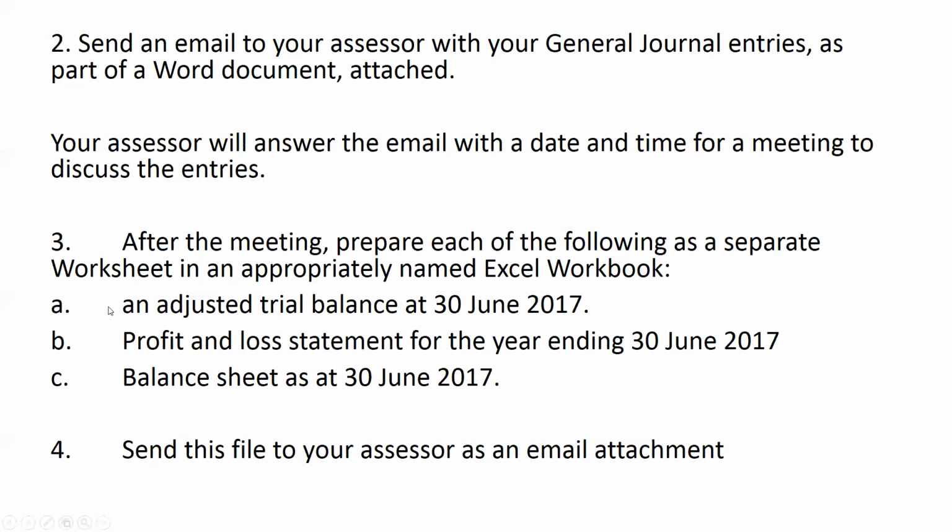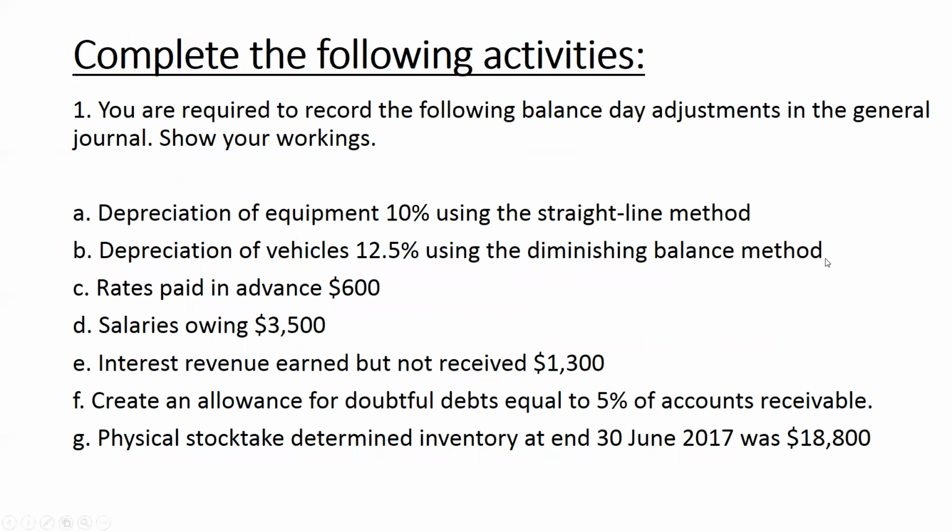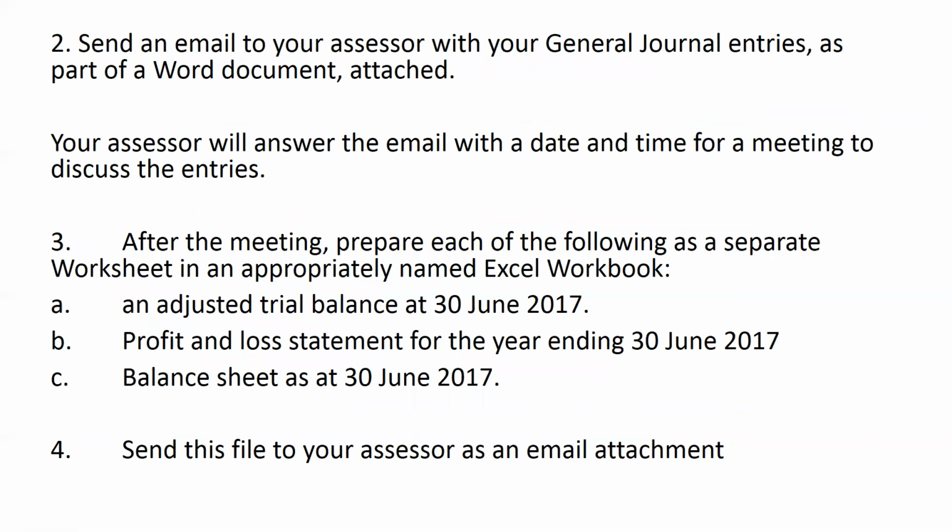So first thing they're asking, you need to do an adjusted trial balance at 30 June 2017. That means if we go back, we already have a trial balance, right? But since we have some new transactions, these 7 transactions, we are going to have some corrections, some additions, some reductions from those numbers. So you need to now make one new adjusted trial balance. And then we have to do the profit and loss statement for the year ending 30 June 2017.